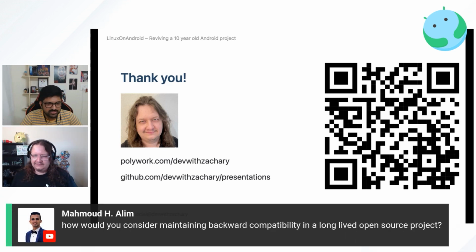We have one final question. How would you consider maintaining backward compatibility in a long-lived open source project? Yeah, backwards compatibility is always a tough one, especially with something like Android. But it does go back to picking your dependencies and not being drawn in by the flashy new things. A lot of these flashy new things will have a much more modern required API level, and a lot of dependencies only support X amount of API levels. So really being careful about that and trying to stick to the core Android APIs will really help you.